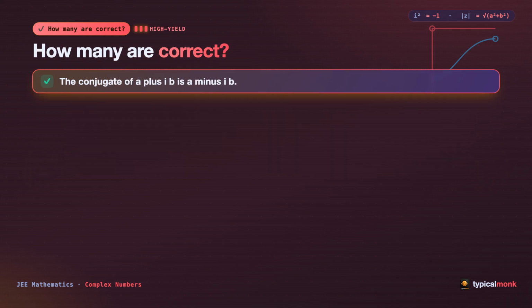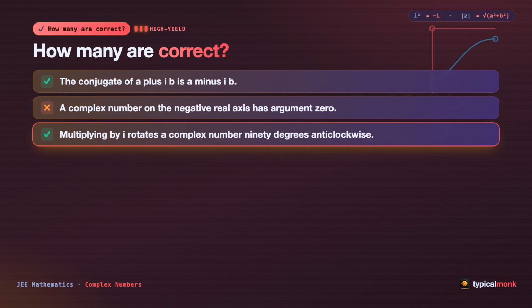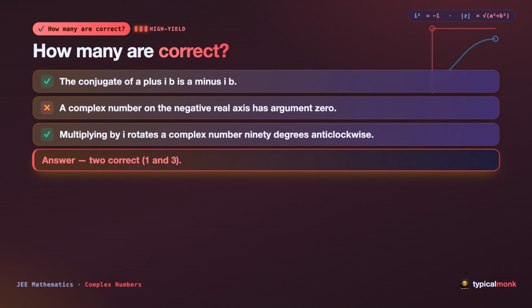Here is a favorite JEE format. I read some statements. You silently count how many are correct. Statement 1. The conjugate of a plus ib is a minus ib. Hold your verdict. Statement 2. A complex number on the negative real axis has argument 0. Think before you answer. Statement 3. Multiplying a complex number by i rotates it 90 degrees anti-clockwise. So, how many are correct?